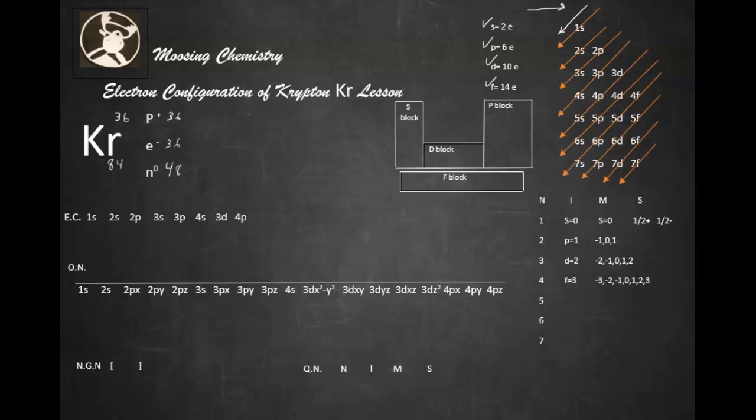So here we go. 1s2, 2s2, 2p6, and 3s2, 3p6, and 4s2, 3d10 and 4p6. So it'd be 3d10 and 4p6. And when we add that all together, we get 36 electrons.